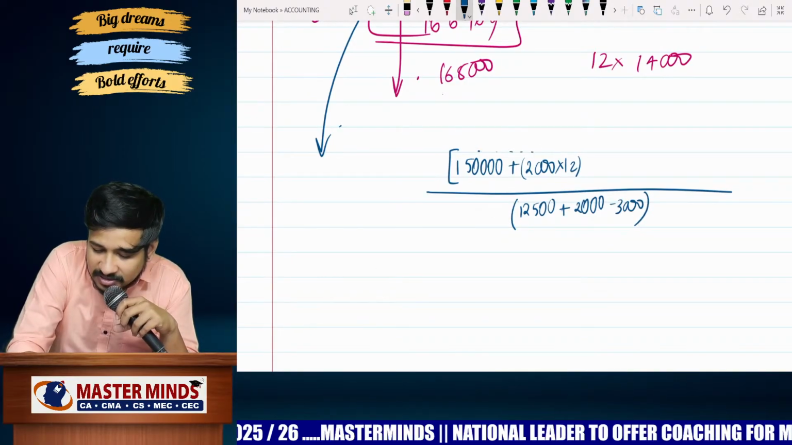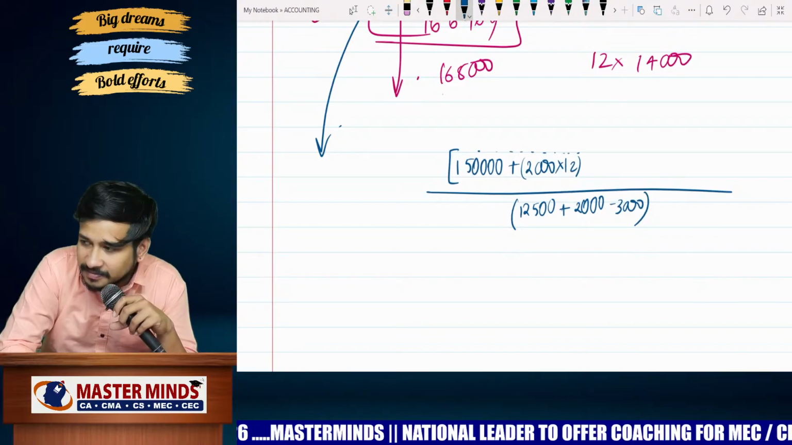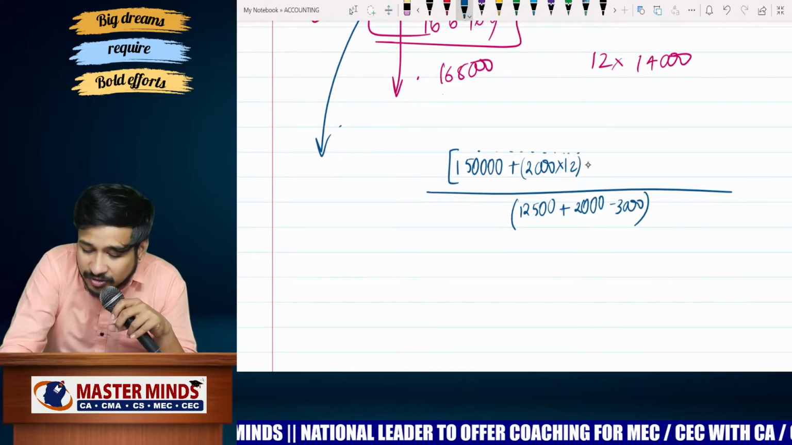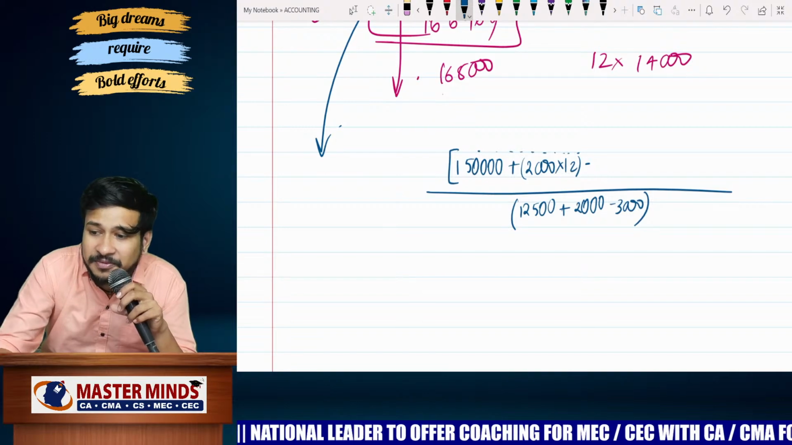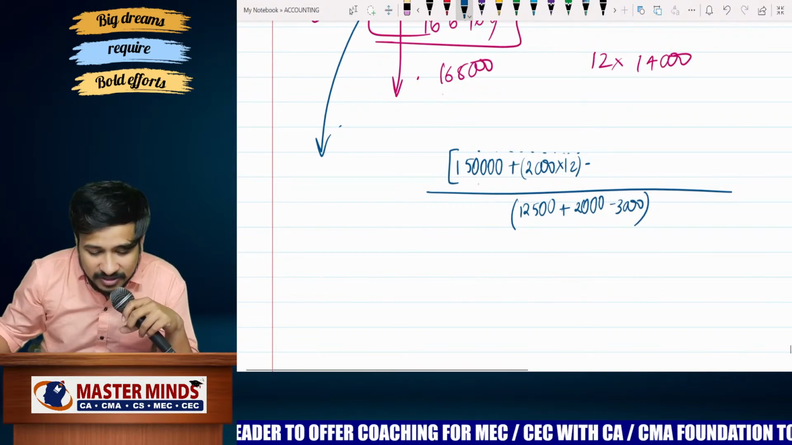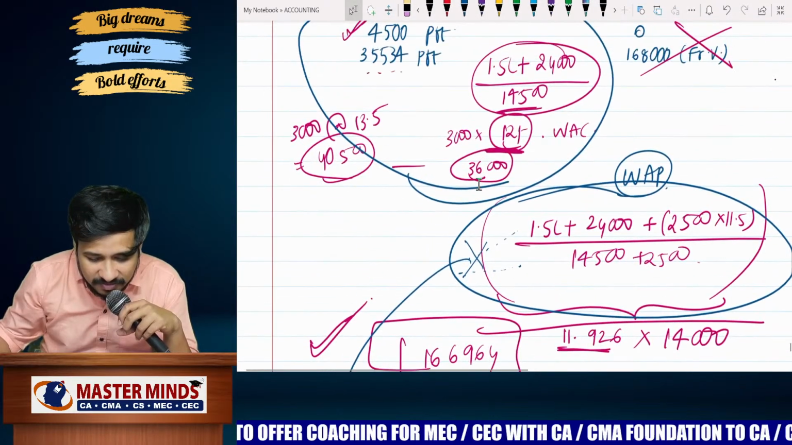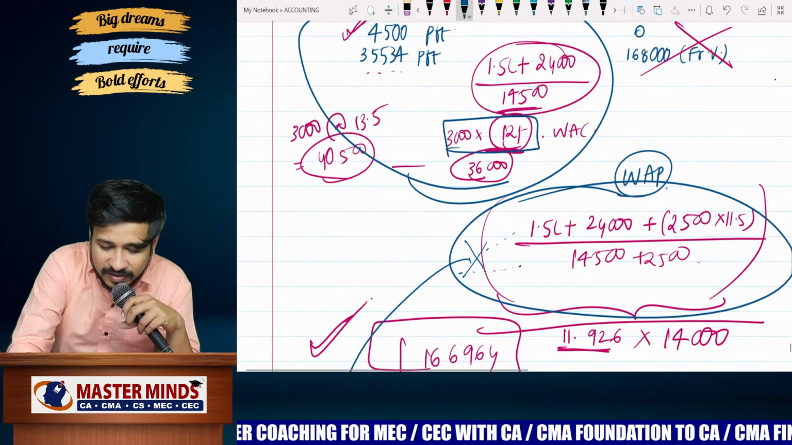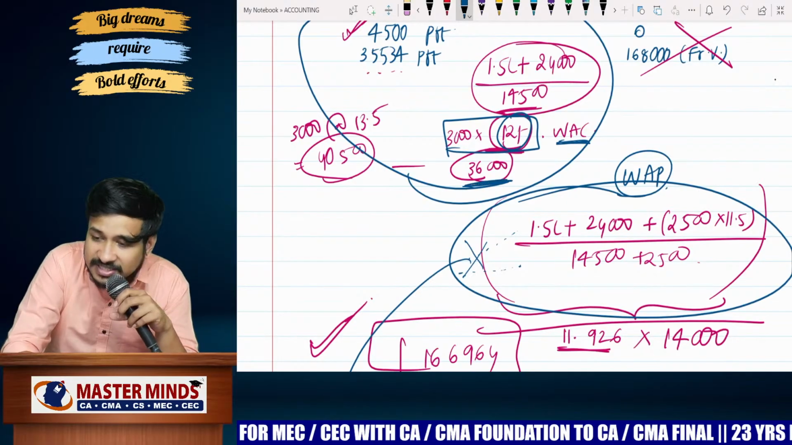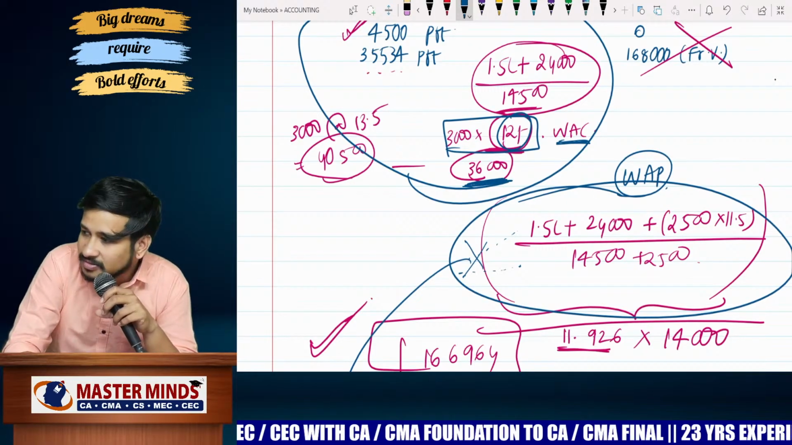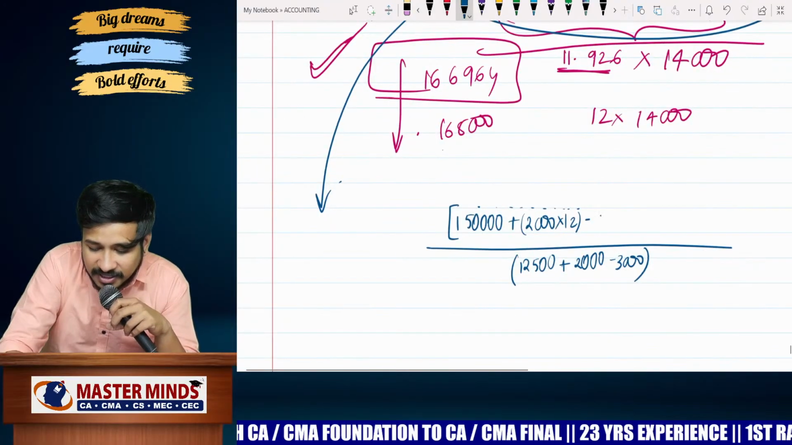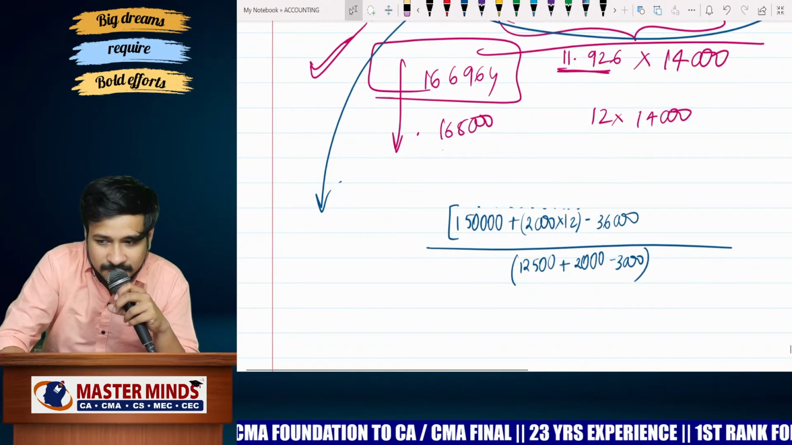And since this is all cost price, not selling price, in the numerator it is cost only. So you need to deduct the cost price of the debentures sold, not the selling price. What is the cost price of the debentures sold? 3,000 into 12. Already you have computed the weighted average cost, where you got a cost of 36,000. Remember? 36,000 you have got. So frankly speaking, you need to deduct 36,000.